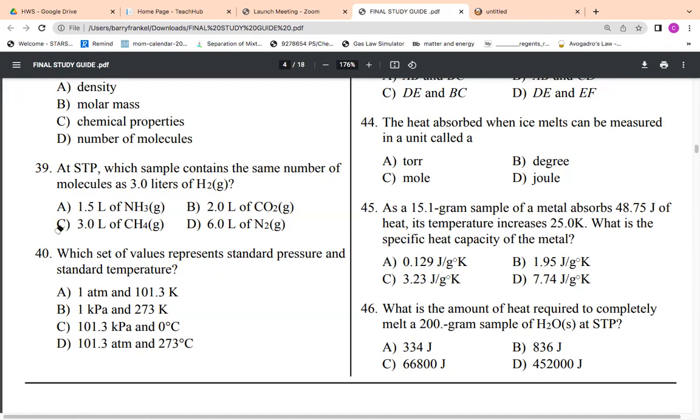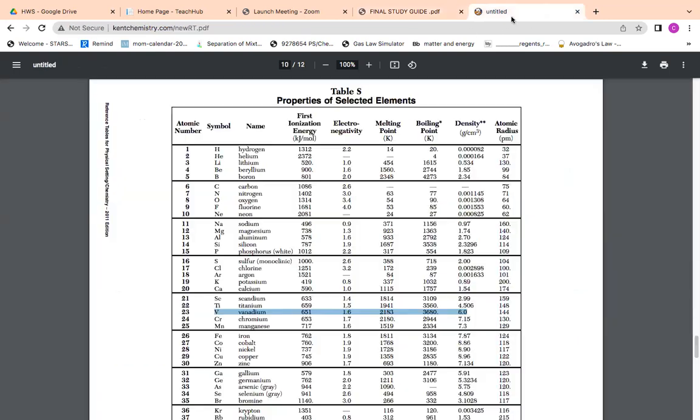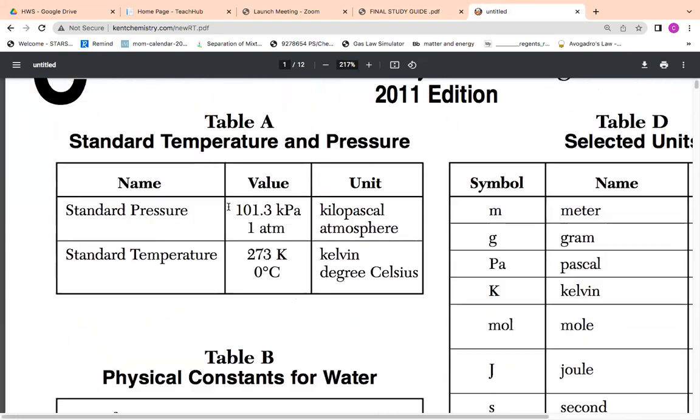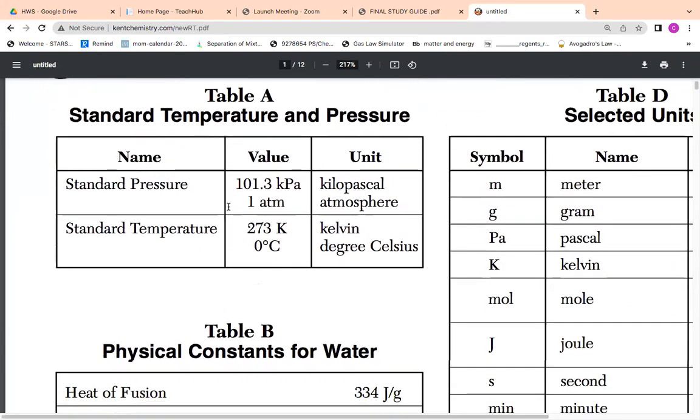Number 40, which set of values represents standard pressure and standard temperature? Where do you go if you don't remember it? And again, you don't have to memorize this at all. Actually, memorizing it is a waste of time, in my opinion, because it is literally right here on the reference table. Try not to memorize stuff that is on the reference table, because you're wasting good brain power that could be used for something else, like understanding a concept. Standard pressure can be one of 2 things, because everything is given in 2 units. You can have 101.3 kPa, or it could be 1 atm. Standard temperature can be given in Kelvin or Celsius. In Kelvin, it's 273 Kelvin, and in Celsius, it is 0 Celsius. So we just want to find the thing that matches.